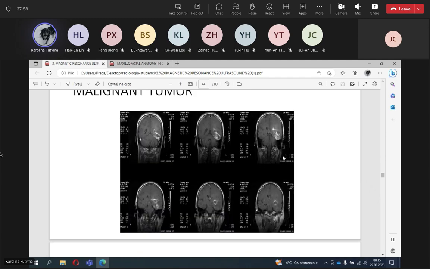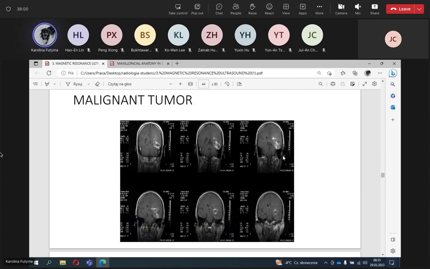Okay, here we have the pathologic image. So this is not the normal tumor. Of course, we can see the asymmetric lesion, which is laying, of course, only on one side of the patient's brain. And we have here the hyperintense signal of the malignant tumor.